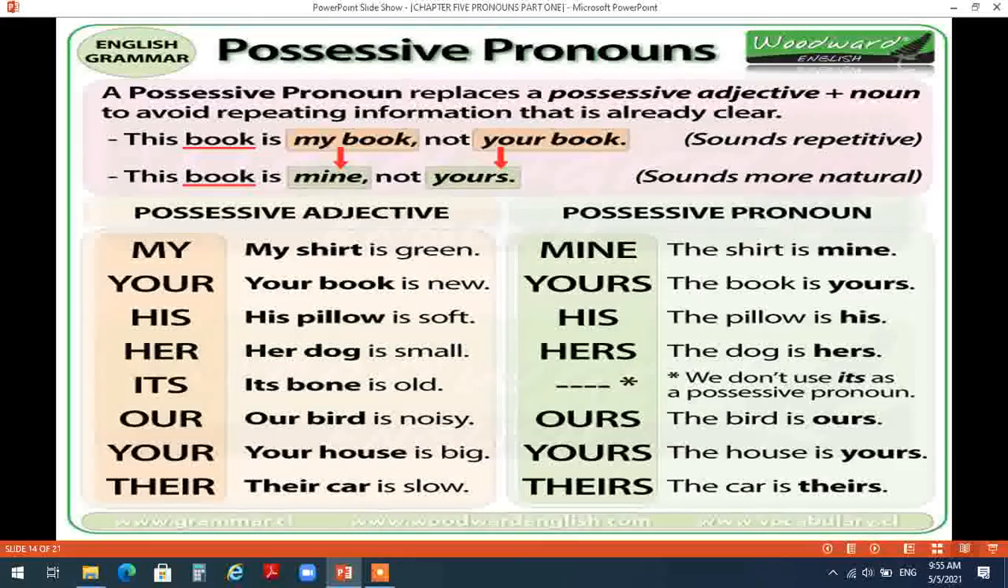Their car is slow. This is a possessive adjective which is followed by a noun. While the car is theirs, this is a possessive pronoun which is used by itself and it is not followed by a noun.